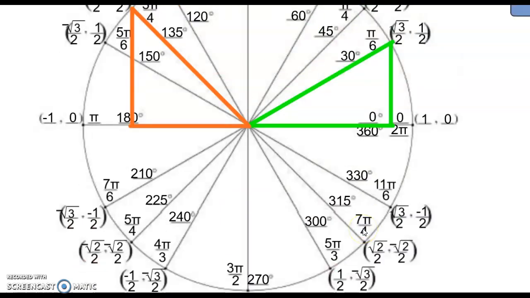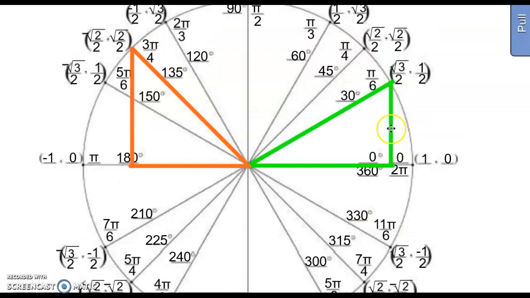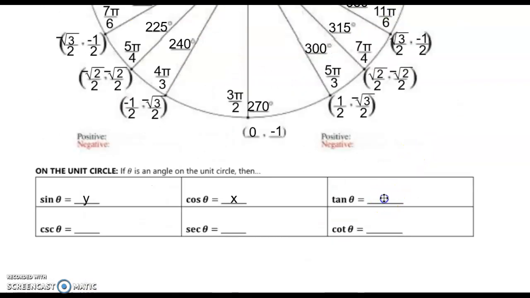And tangent, we learned, is opposite over adjacent. The opposite side is the vertical side, the adjacent side we just said is the horizontal side, so it's always going to be the y-coordinate over the x-coordinate. Again, this only works for angles that can be found on the unit circle.